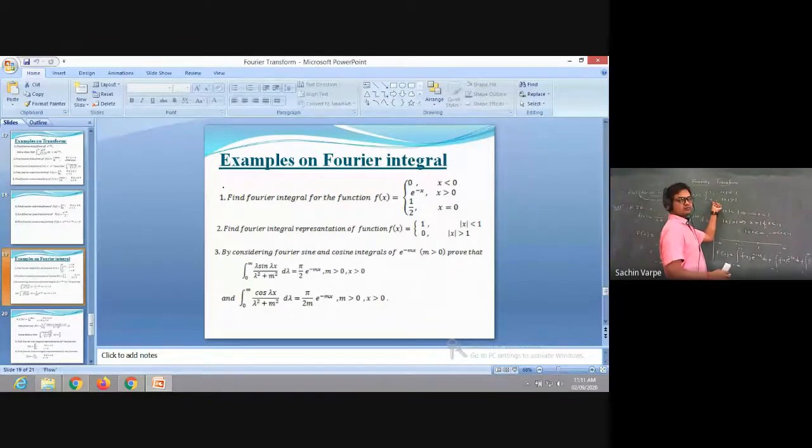If you are still not able to get the definition, let me write the simplified form of the function given. f(x) is 1 for mod x less than 1, which means minus 1 is less than x is less than 1. And it is 0 for mod x greater than 1, meaning minus infinity is less than x is less than minus 1 and 1 is less than x is less than infinity. So according to the function, we break this interval into three subintervals.